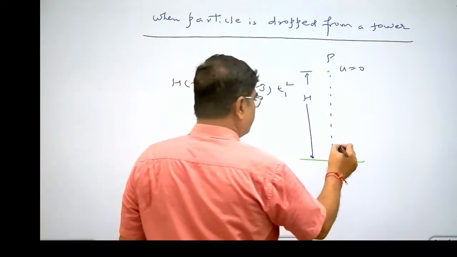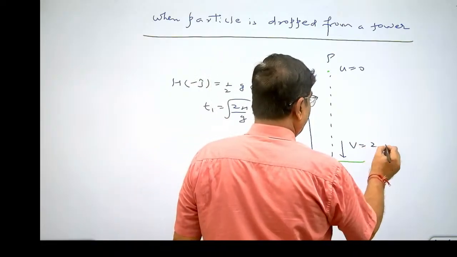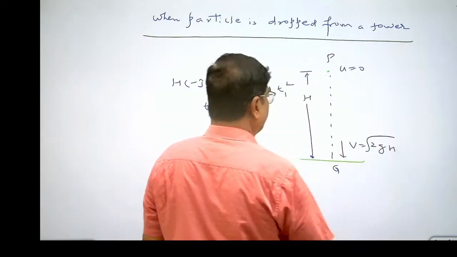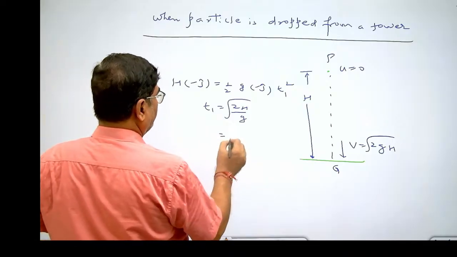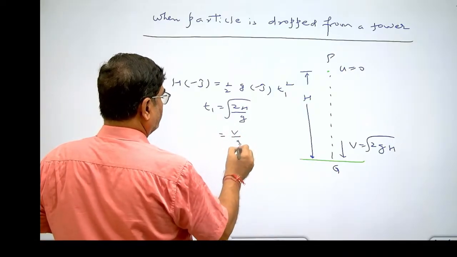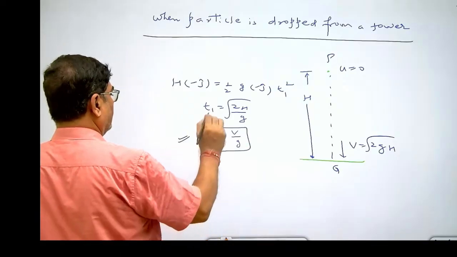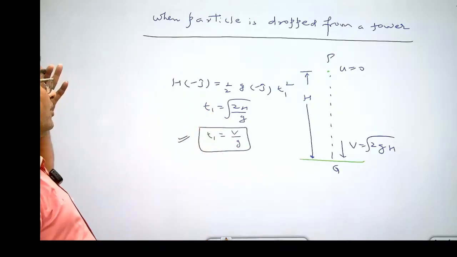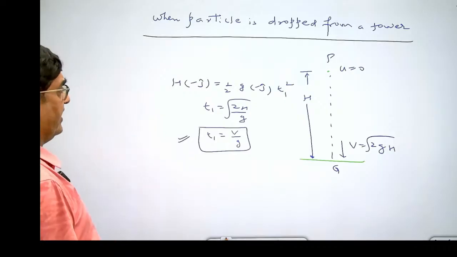And what is the velocity of the particle just before hitting the ground? From the third equation, V equal to under root 2gH. So you can see here, time is V upon g. So dear student, this is the time and this is the velocity just before hitting the ground.